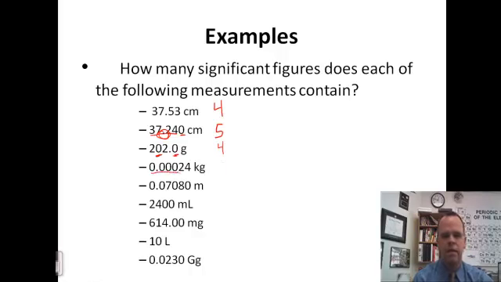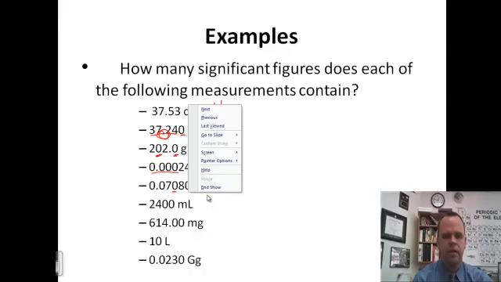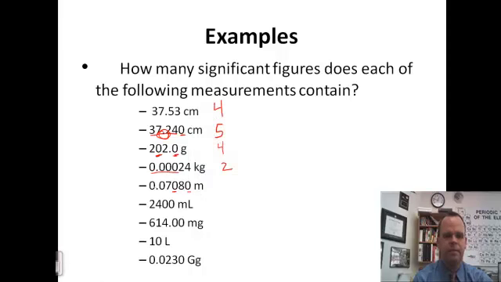Here, 4 leading zeros. Leading zeros are never significant, so we have 2. The 2 and the 4. In this case, a trapped 0, significant. Trailing 0 after a decimal place, significant. These two zeros are not, they're leading zeros, so we would have 4 significant figures. 2 and 4 here, significant. These zeros are trailing without a decimal place, so they are not significant. We would have 2 significant figures.